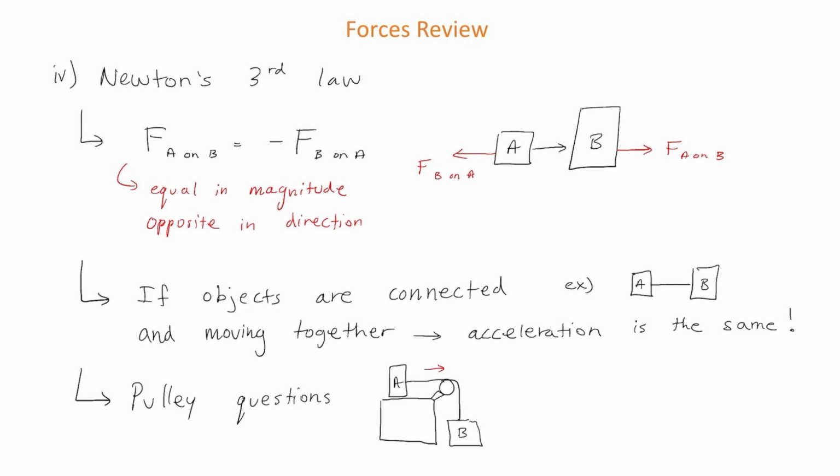if object B moves down, it's going to pull on object A. So object A is going to be accelerating to the right and object B is going to be accelerating down. And because they're connected by a rope and moving together, their accelerations are going to have the same magnitude, but they are going to be in opposite directions. Check out my lesson on Newton's third law if you want to keep practicing these Pulley questions.